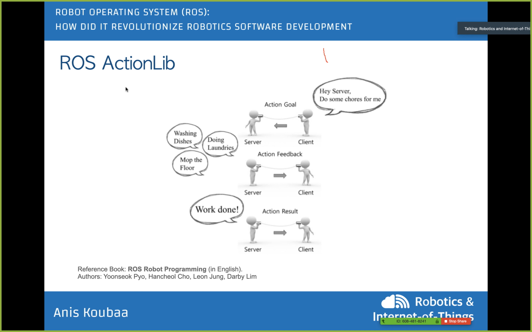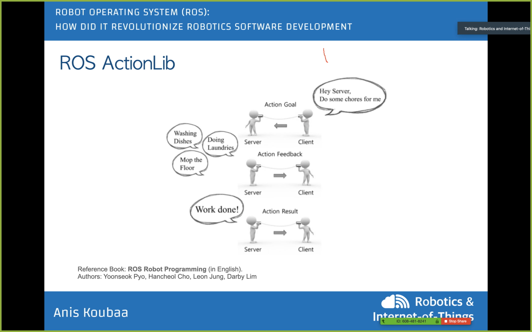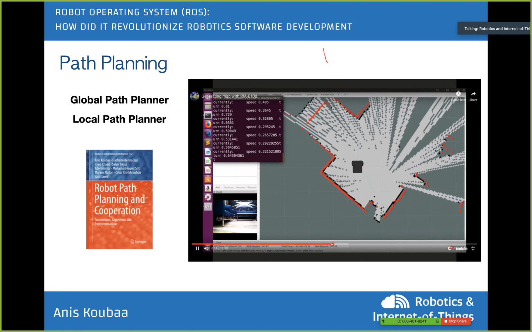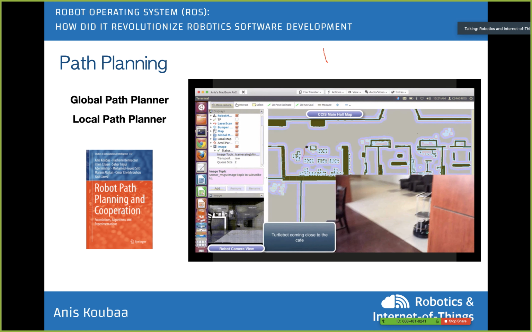So move base, basically, this is a popular example of using ActionLib in ROS. So these are the three main communication paradigms: publisher-subscriber, ROS services, and ActionLib. Another very important thing in ROS is that it dramatically simplifies the navigation.